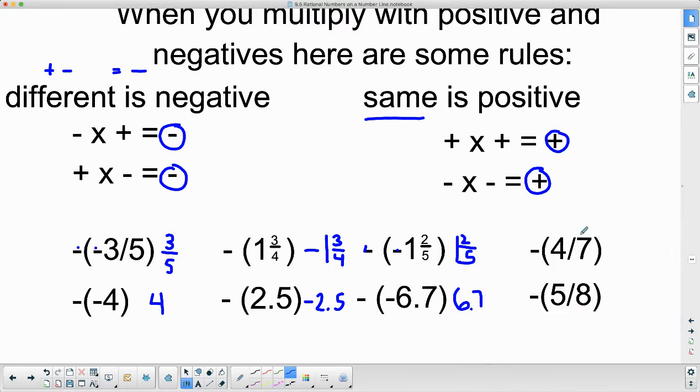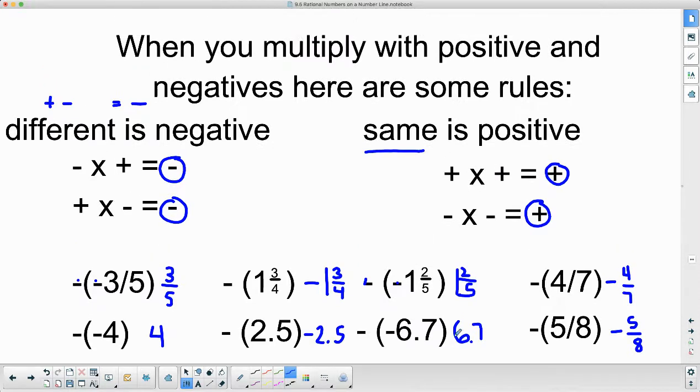And our last ones, we have a negative times a positive. Two different ones becomes negative. So negative 4/7. Here we have a negative and a positive. Go ahead and try that one. Negative and positive, when they're different, the negative wins out and we end with negative 5/8.